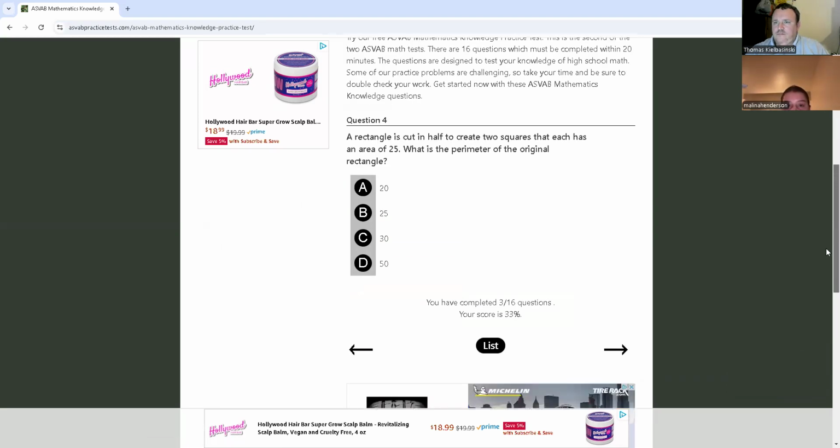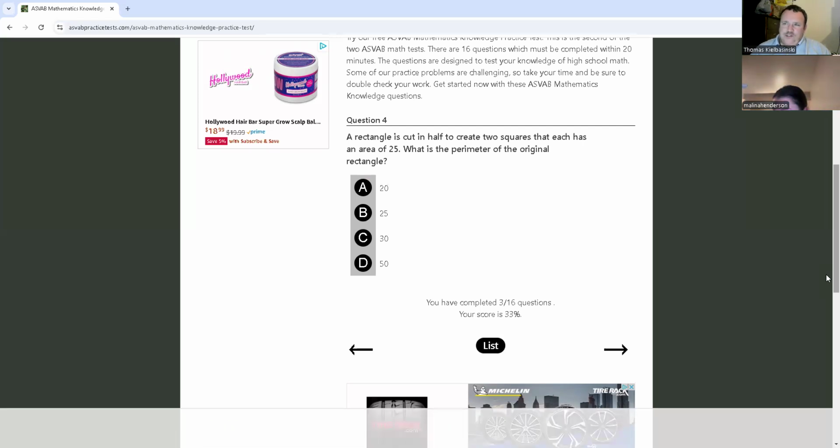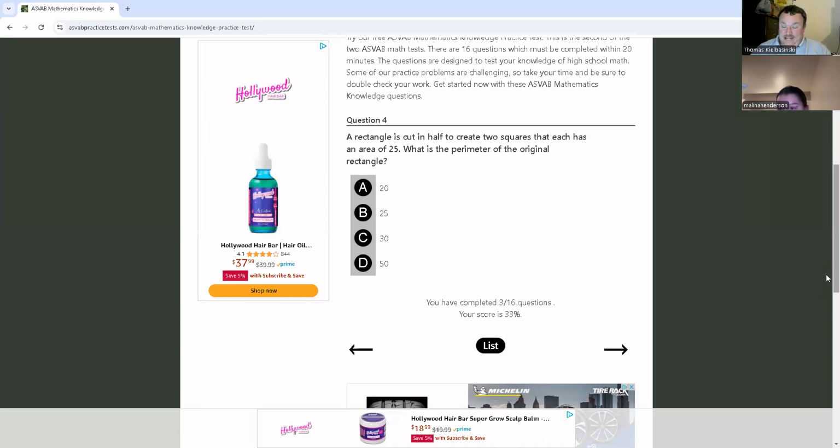Okay, let's try this. So this one, I'm going to give you a hint. Perimeter uses length times width times height. It does not give you this one. Some of these test questions are not going to give you the very specific answers.